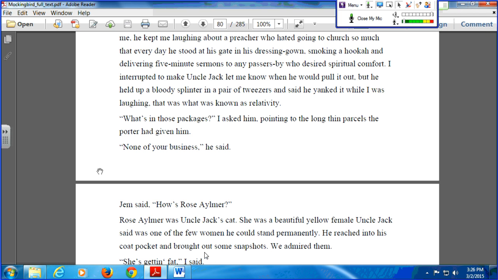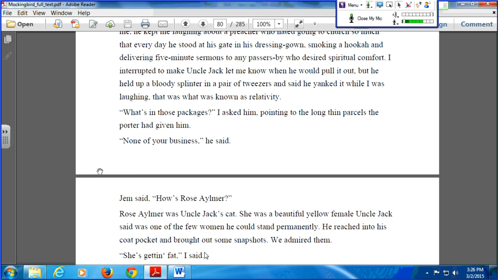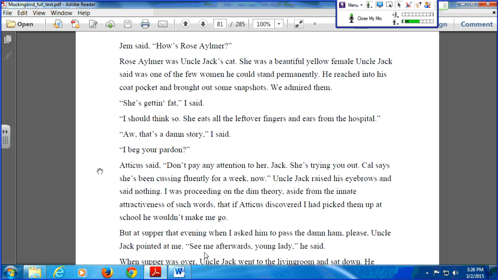Jem said, "How's Rose Ellen?" Rose Ellen was Uncle Jack's cat. She was a beautiful yellow female, one of the few women, Uncle Jack said, he could stand permanently. He reached into his coat pocket and brought out some snapshots. He admired them. "She's getting fat," I said. "I should think so. She eats all the leftover fingers and ears from the hospital."